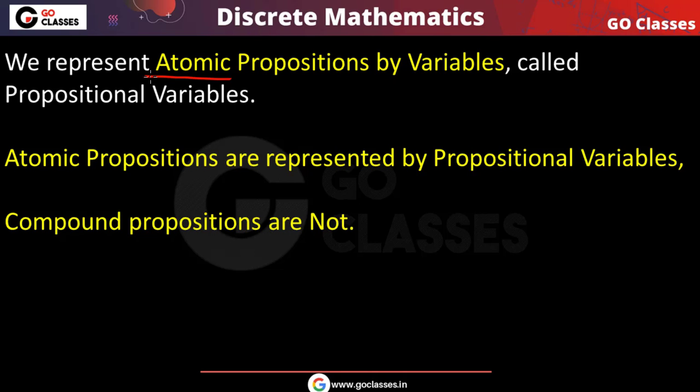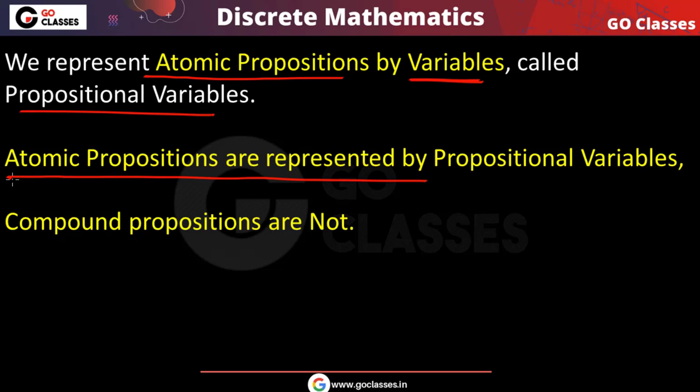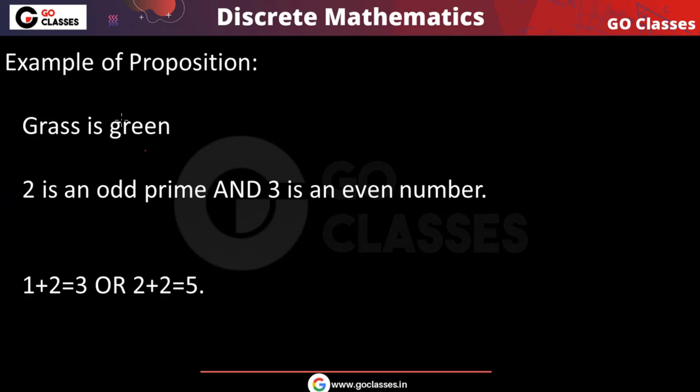Okay, so every atomic proposition we represent by a variable. These variables are called propositional variables because they are representing atomic propositions. So I can say atomic propositions are represented by propositional variables, compound propositions are not. Here you can see that this is an atomic proposition, so I can represent it by a propositional variable.